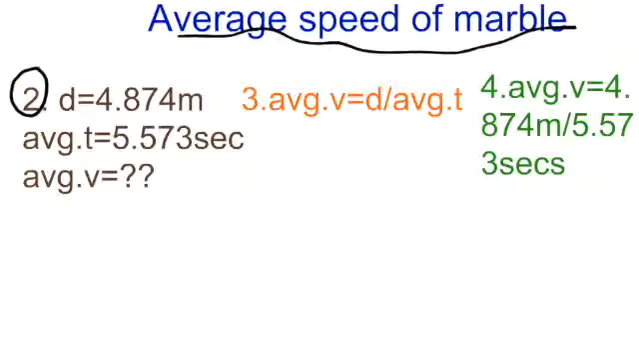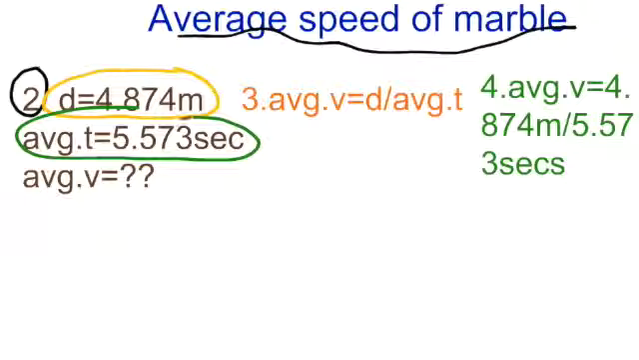Next, the second step is to find all the variables to help find the average speed of the marble. So first we have D, the distance of the entire roller coaster, which is 4.87 meters. Next, we have the average time, which I calculated in another screencast to go through the whole roller coaster, which is 5.573 seconds. And next, we're going to look for the average velocity, or the average speed.